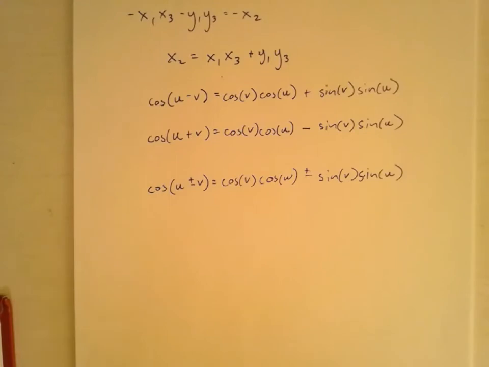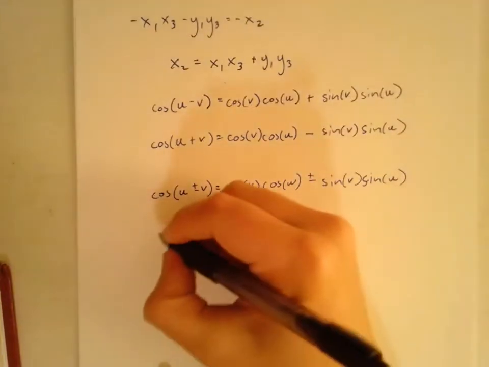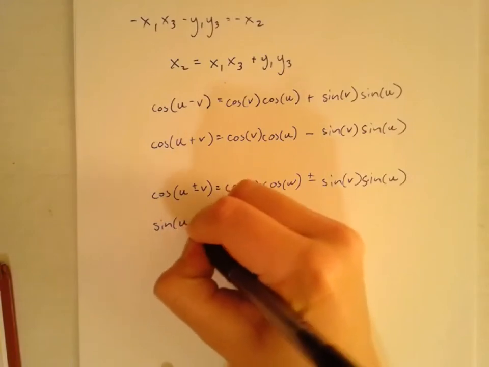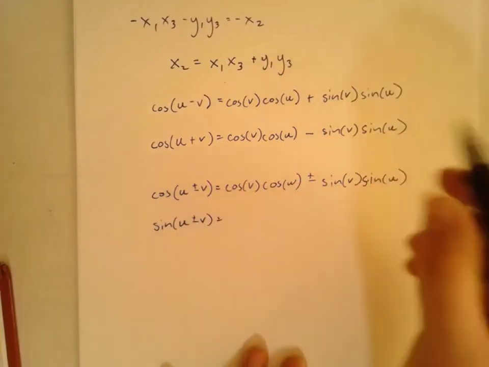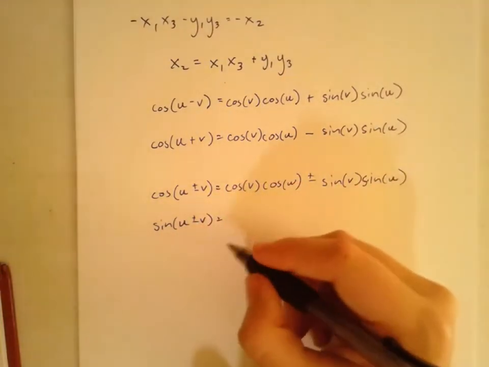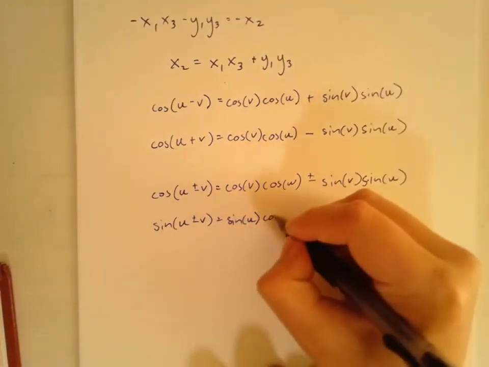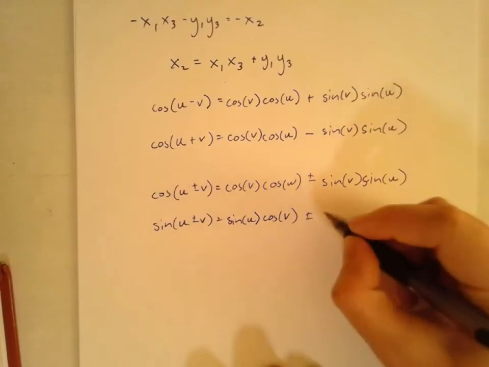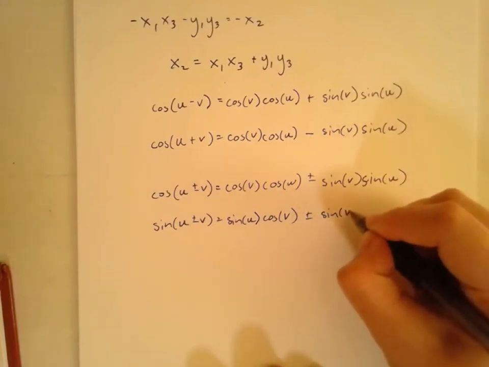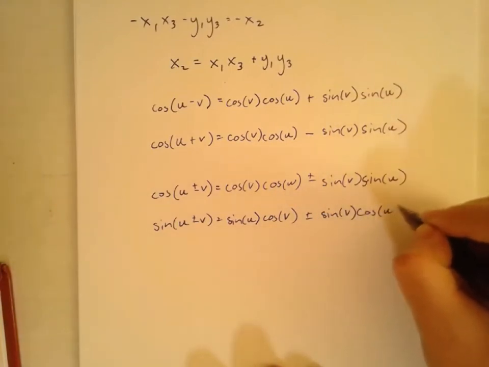And with the sine formulas, right, I can do the same thing. So I can say, all right, then sine of u plus or minus v is equal to sine u cosine v plus or minus sine v cosine of u.